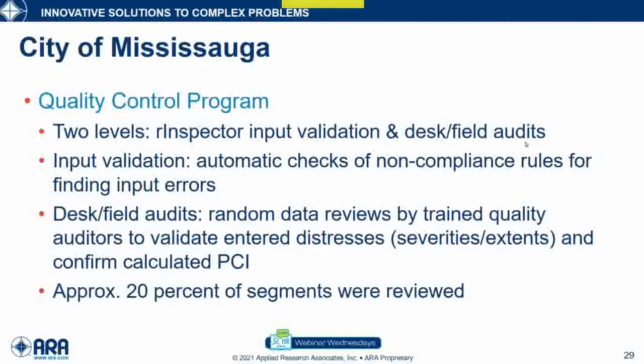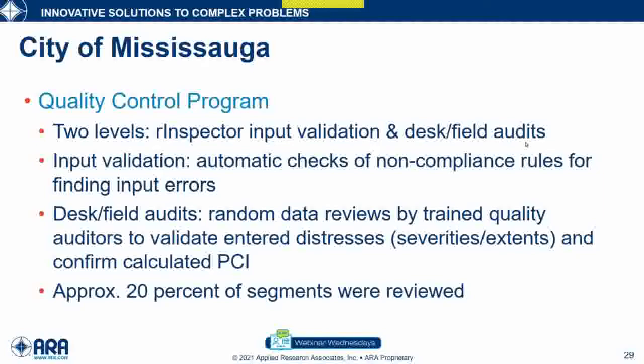One thing I want to highlight that we found to be a very valuable component of the RUBIC system is the way that we could implement the quality control program within the software. So we use two levels of quality control here. One was an automated input validation check where the software itself would check for non-compliance of certain rules that we described. These rules would include, if you selected a distress, you had to select both a severity and an extent. If the inspector forgot to include one of those, that would have gotten tagged for a review and correction.